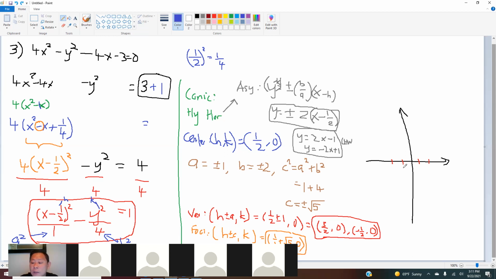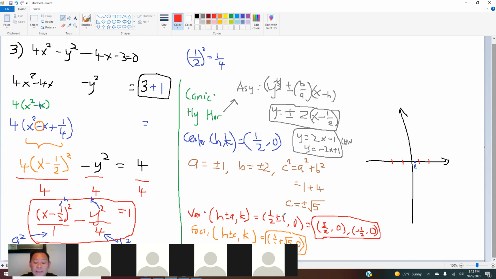Horizontal is A. So that means your A in this case, which is your vertex, will be, oh, not there, sorry. My bad, not over there. Because your center is 1/2, 0. So 1/2, 0 means it's right here, because you move everything to the right 1/2. So this is your center.